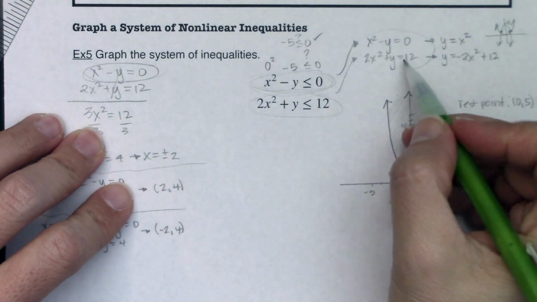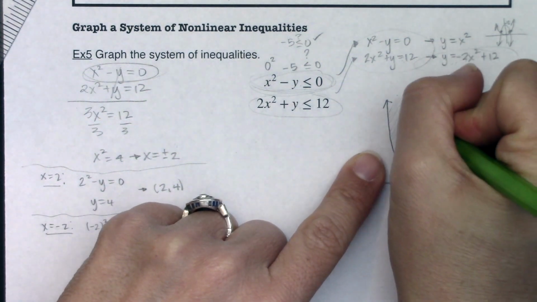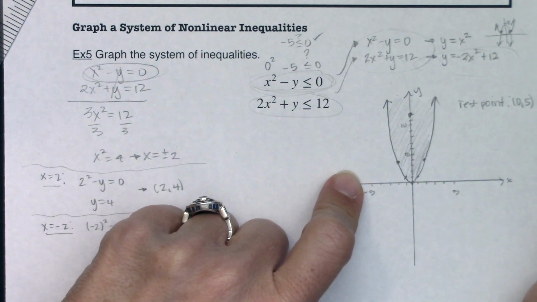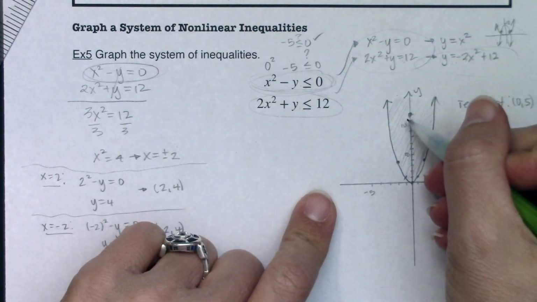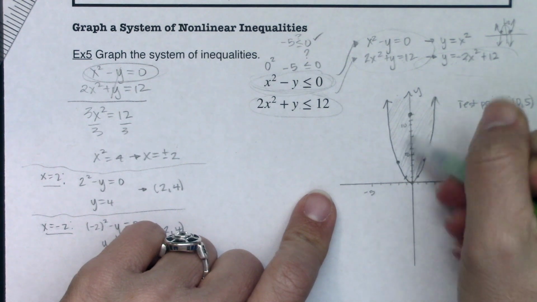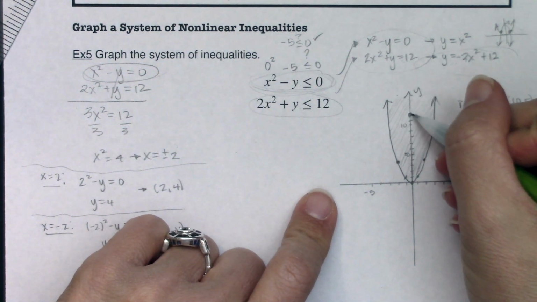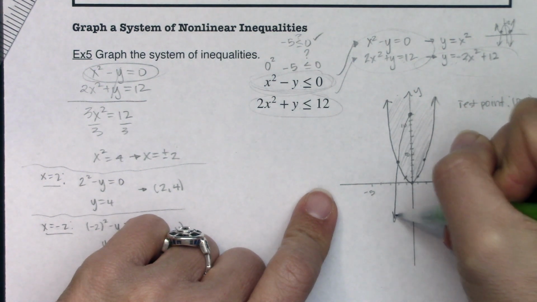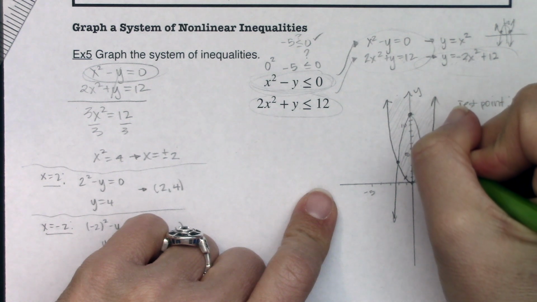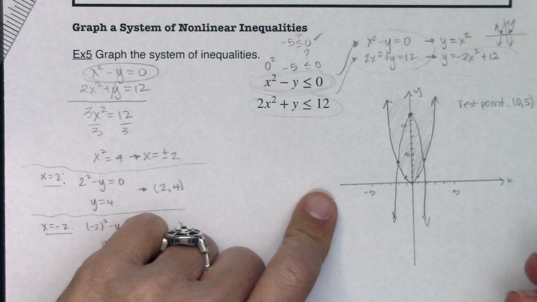Okay, let's go to this second one, negative 2x squared plus 12. So I know here the y-intercept is 0, 12. And then I can test out some points. It's going to head down and go through 2, 4 and negative 2, 4. So I can kind of plot those here. That wasn't the best drawing, but it also wasn't the worst.